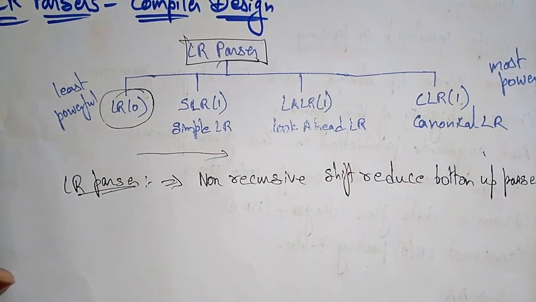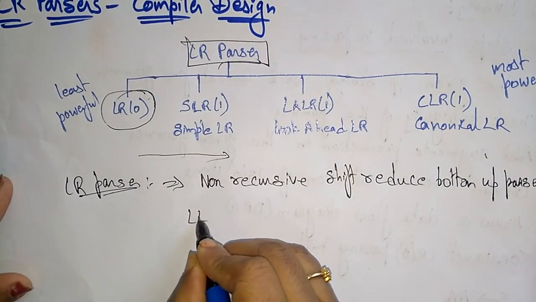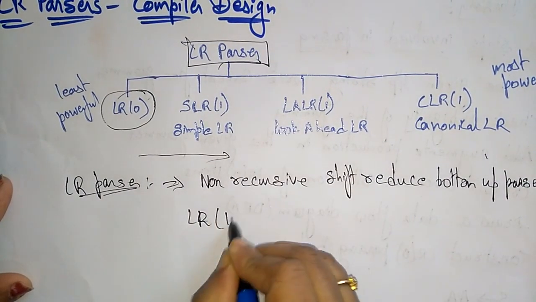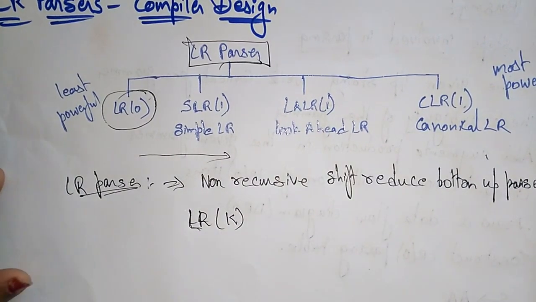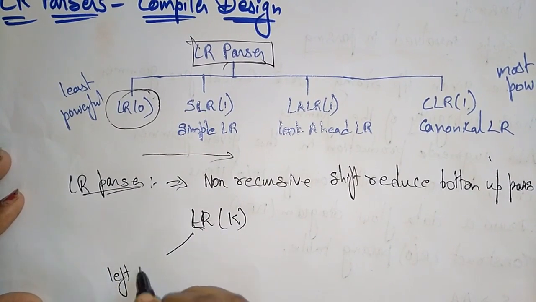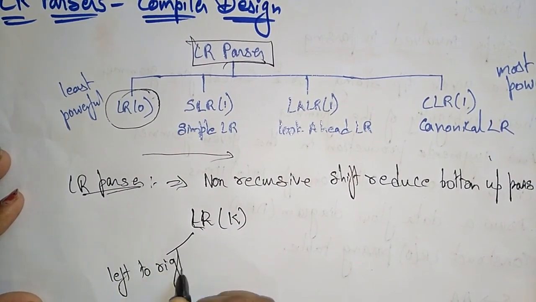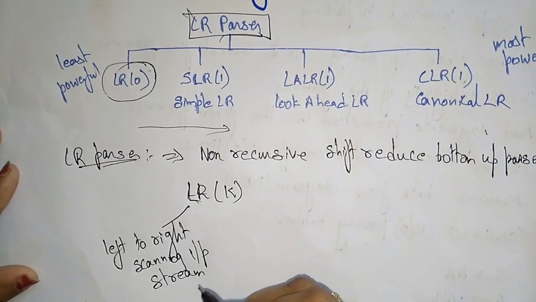It is also known as LR of K, where L is the left to right scanning input stream. Let me write this. L is left to right scanning input stream.